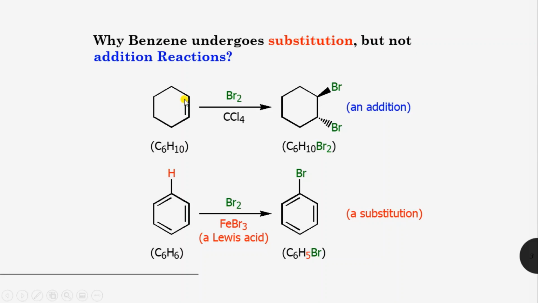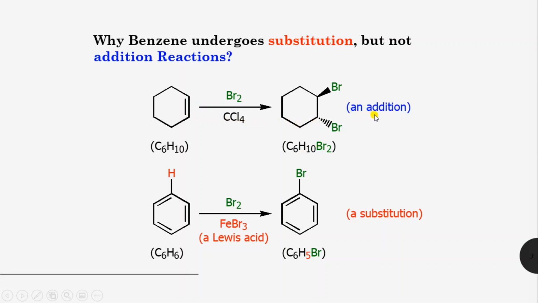You already know how this works, because there is a formation of a cyclic bromonium ion, and then there is a reopening by the attack of the incoming bromide ion from the opposite side, opening that cyclic bromonium ring and resulting in the anti product. This is the addition reaction. The reaction of bromine with cyclohexene in the presence of CCl4 is an example of an addition reaction.